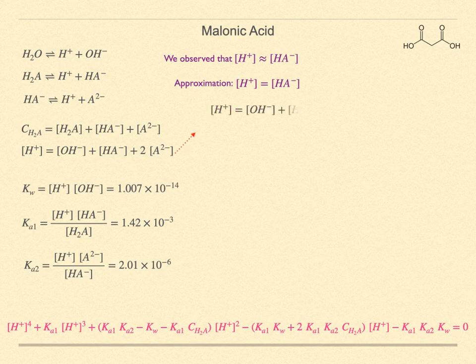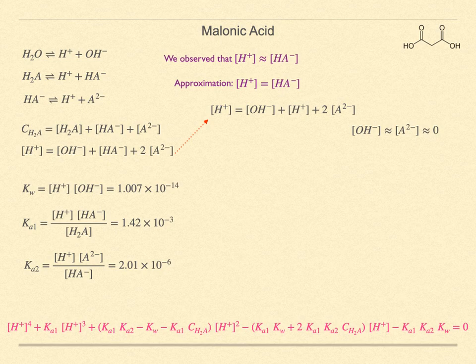Well, first of all, note what happens to the charge balance. We replace the HA minus with H plus. Look at our equation. H plus is on both sides. This can only be true if OH minus and A2 minus are zero. Now our chemical experience suggests that they should be very small. So within this approximation, if we are to declare that HA minus equals H plus, then they would be zero.